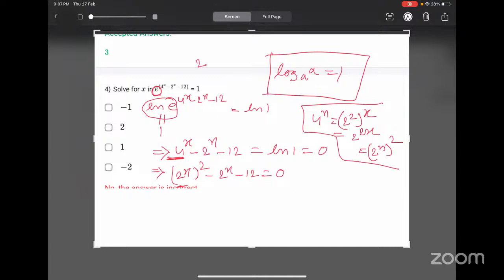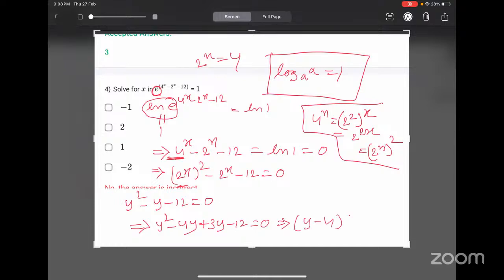Then we can take this 2 power x as y. So we have the quadratic equation y square minus y minus 12 equals 0. So what are the roots of this equation now? I guess 4 and 3, ma'am. Okay, we can check it. We can directly break it: y square minus 4y plus 3y minus 12 equals 0. Then we will get y minus 4 into y minus 3 equals 0, right?